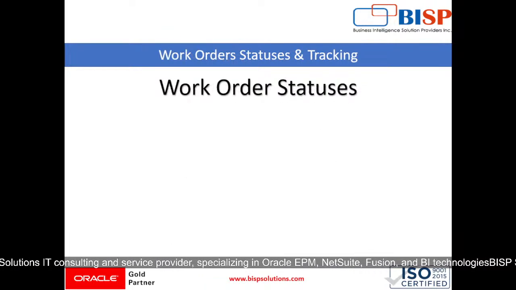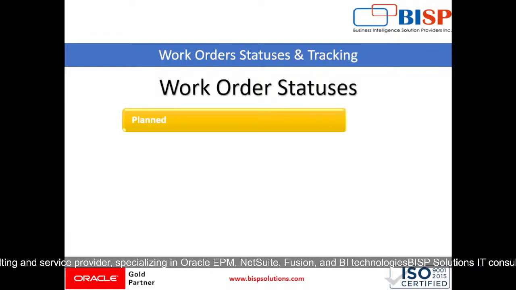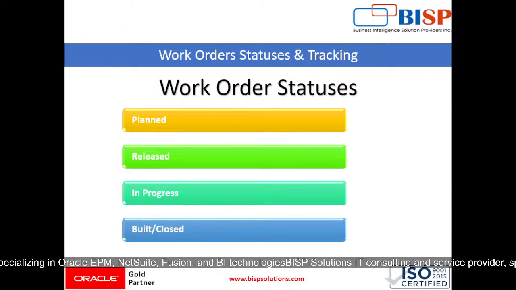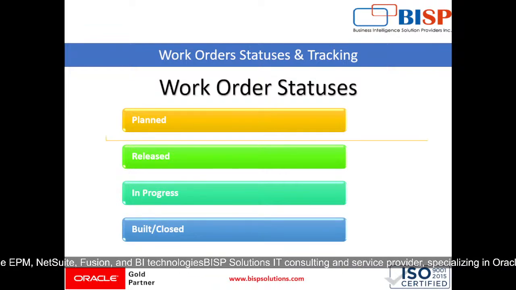Then comes our work order statuses and tracking. Work order statuses are: planned, where the work order is created but not released; ready for production; in progress, where assembly has started; and built or closed, which means the work order is completed.